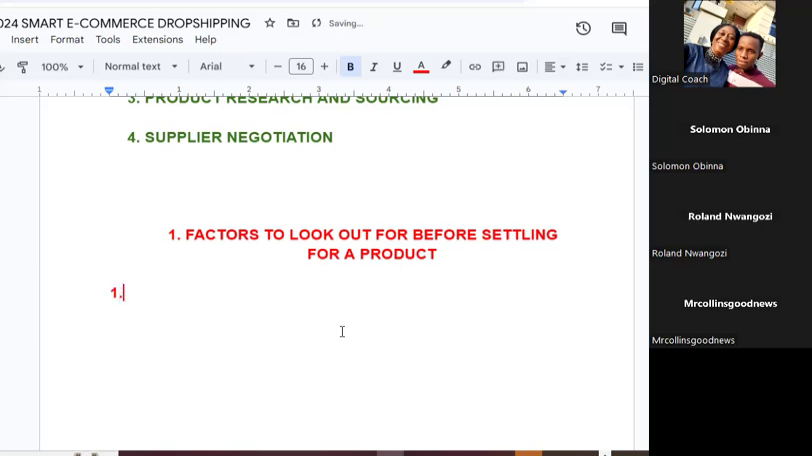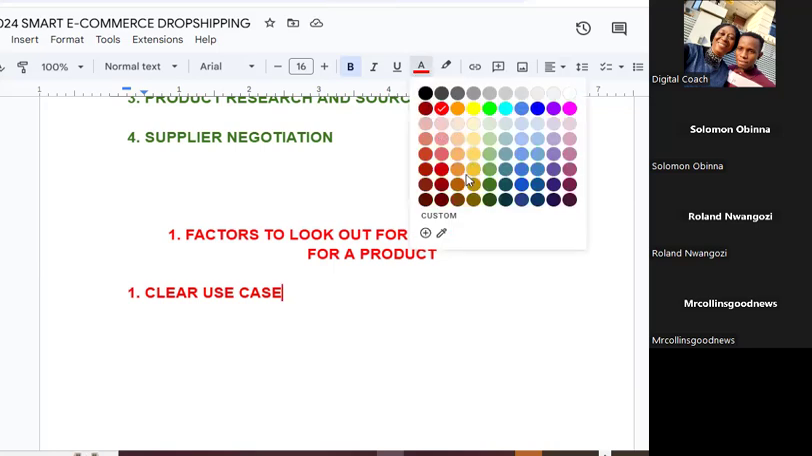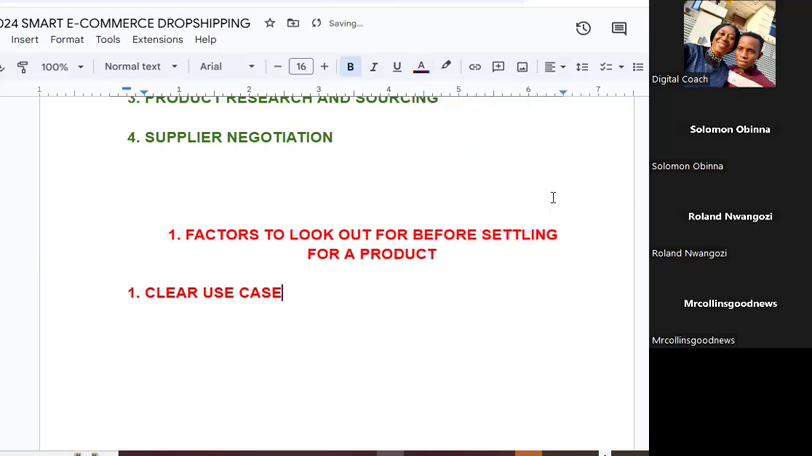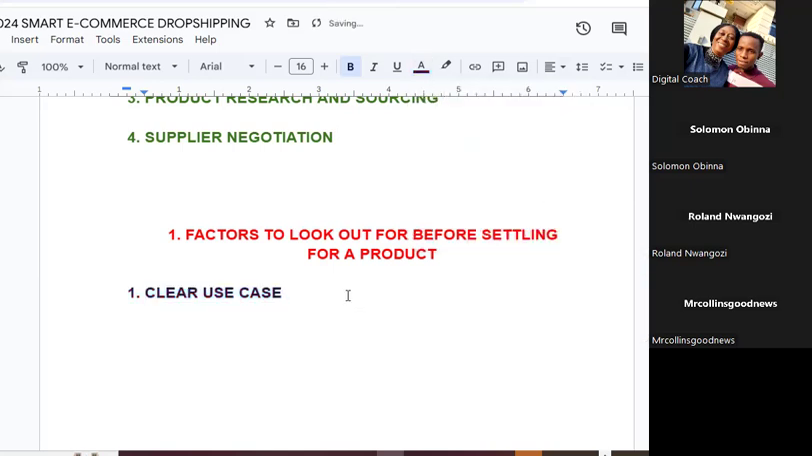Number one, clear use case. What this means is that whatever product you are trying to pick to sell should be easily understood. Without someone trying to break their head, they should easily know what the product will be used for. What is the use of this product? People should easily look at the product and know what the product could be used for. They shouldn't go through one hour of lectures before they know what the product can be used for.